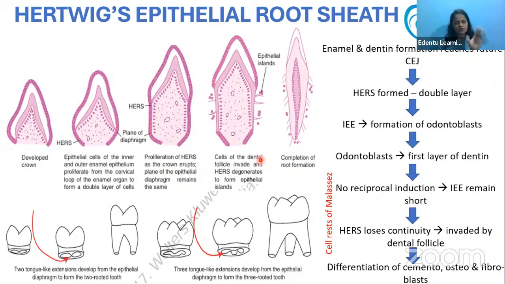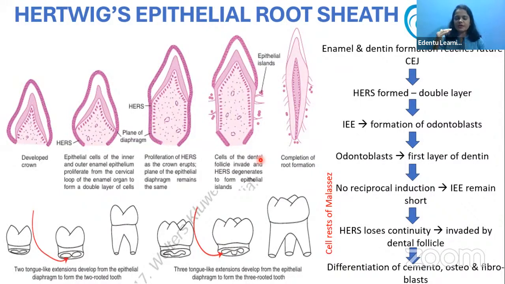For the root formation, mainly the structure that is formed is the Hertwig's epithelial root sheath. It is formed by two layers of cells. The first layer is the outer enamel epithelium and the other one is the inner enamel epithelium. The cell shape will be very similar to what we had discussed in the early bell stage and cap stage. So this Hertwig's epithelial root sheath is formed.